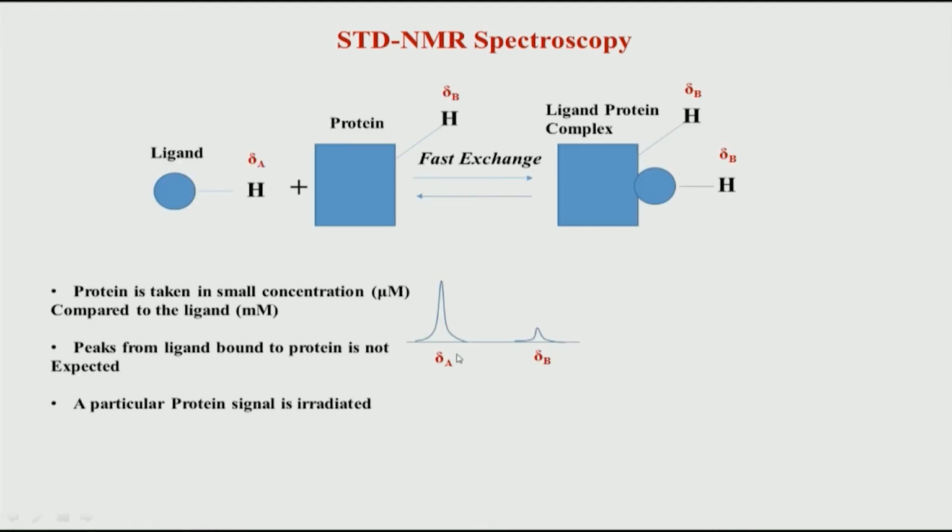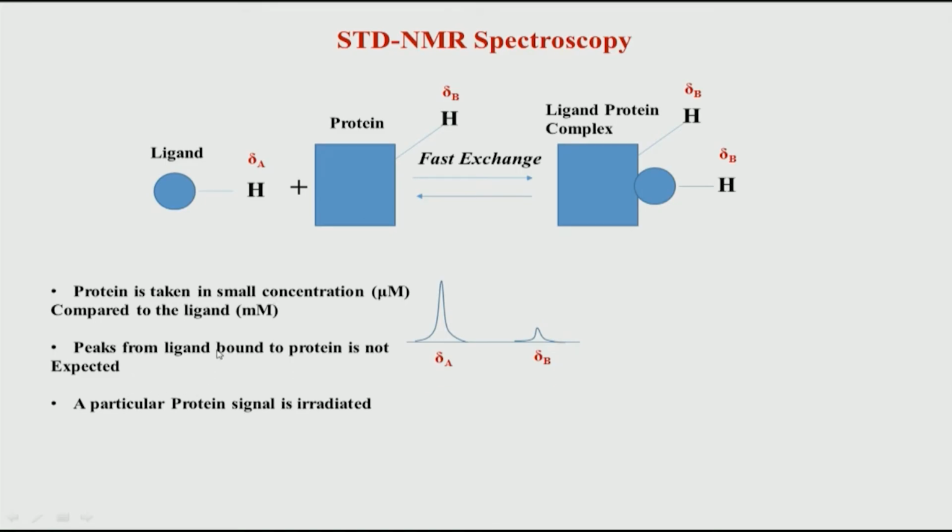So, how does it manifest in the spectrum? It happens like this. You take the protein in a small concentration, typically a few micromolar. Remember, our affinity is also in this order, and the ligand is taken in millimolar. So, it is almost 1000 times or 100 times more than the protein. Typically, 100 times more concentration is what we choose.